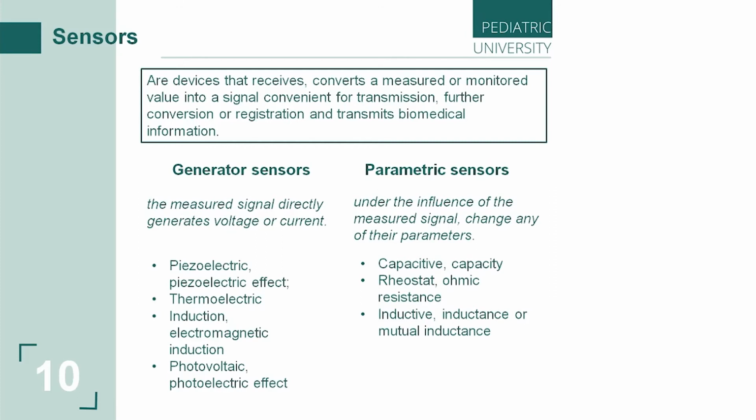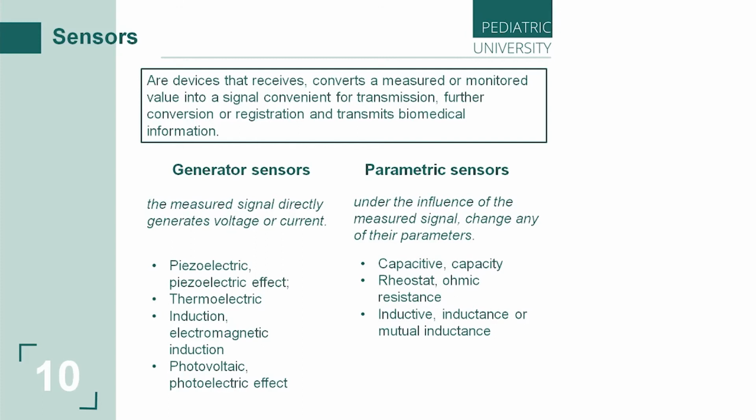What is this? This is a device that receives and converts a measured or monitored value into a signal convenient for transmission, further conversion or registration, and transmits biomedical information. So, what is the difference from an electrode? We said that an electrode is the device which can take the information and give it without changing it. We said about it earlier when we talked about electrodes.